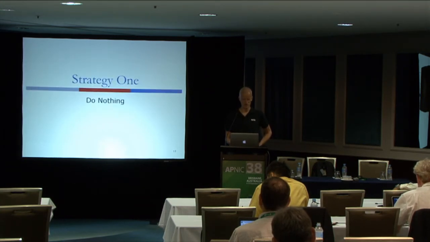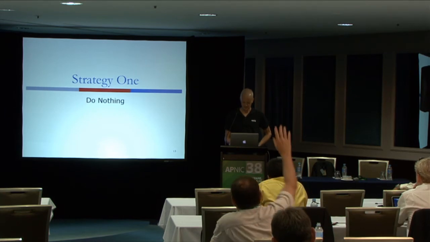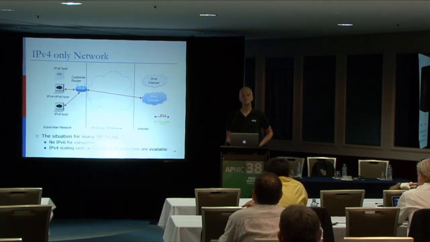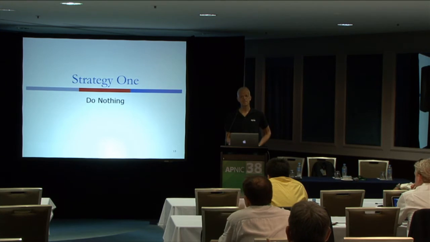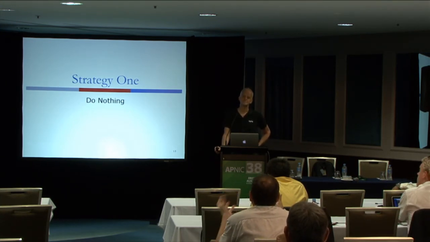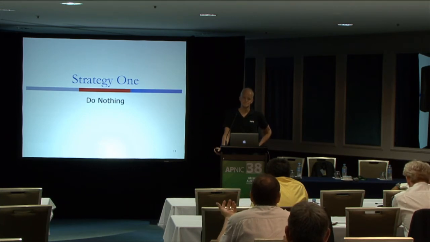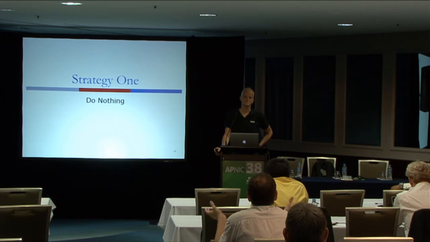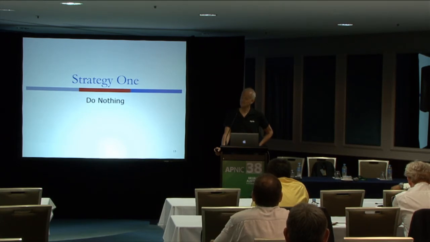Let's look at strategy 1 of doing absolutely nothing at all. Yes? I'm new to the community, so this may have been discussed already, but it seems to me that rather than build all of this translation and mechanisms to use both, why doesn't the community force the expiry of IPv4 and spread that responsibility to those who have services and applications and content to move to IPv6? Wouldn't that be much simpler?